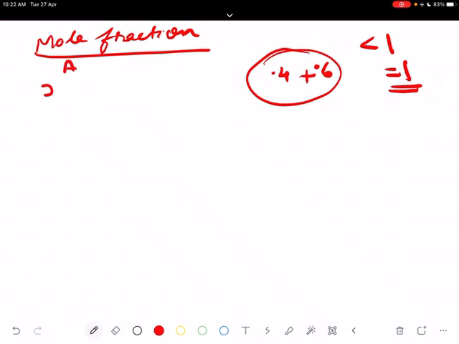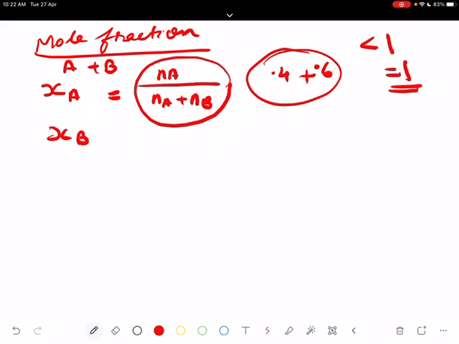Suppose two components A and B are present. Mole fraction of A is known as XA and mole fraction of B is taken as XB. XA is equal to Na upon total, that is Na plus Nb. That is the mole fraction, fraction in terms of moles. And XB is Nb upon Na plus Nb.